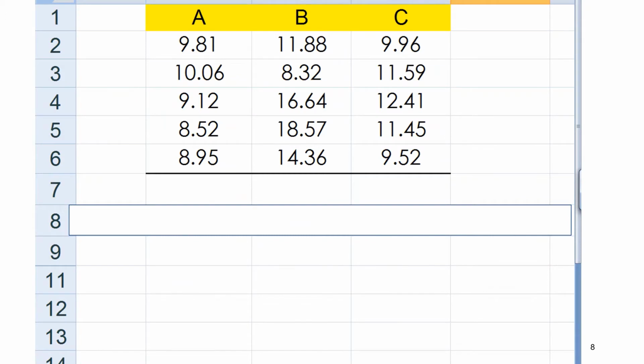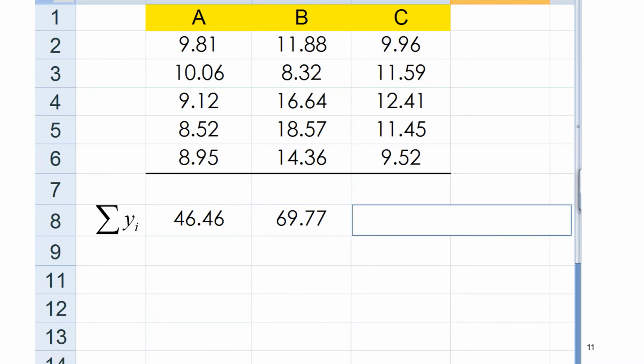We start the calculation by arranging the data according to the type of wings. Calculate the sum for each type of wing. The notation is sigma y i. For type A, the sum is 46.46. For type B, the sum is 69.77. For type C, the sum is 54.93.